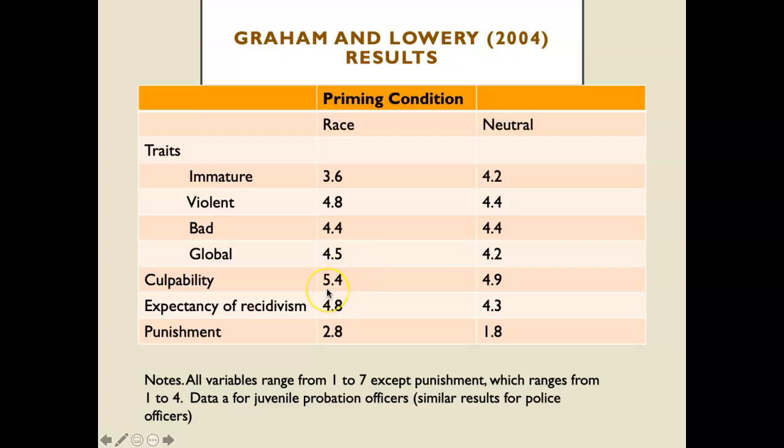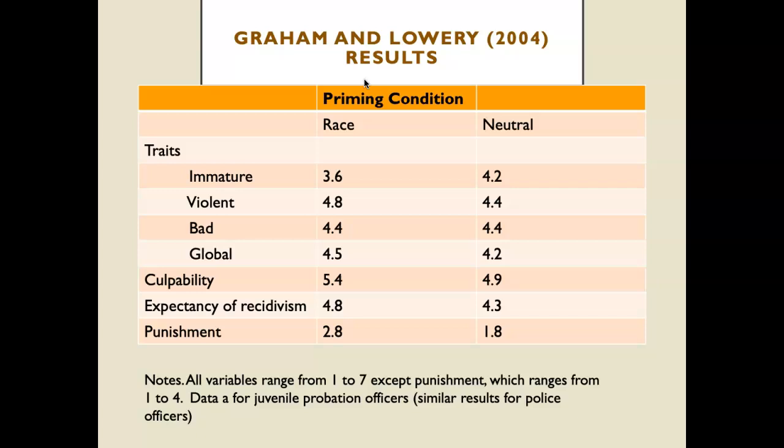offender is rated as more culpable for the crime. Greater expectation that the person will recidivate, okay, and end up back committing another crime. And they also recommend a higher level of punishment, okay. So all of these differences here, okay, are all because, in this case, the race stereotype, the black stereotype, was activated, okay, was primed.